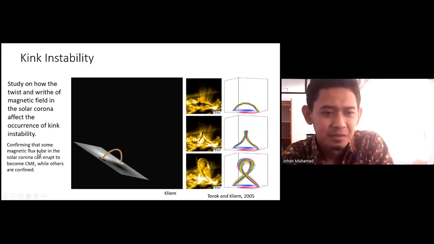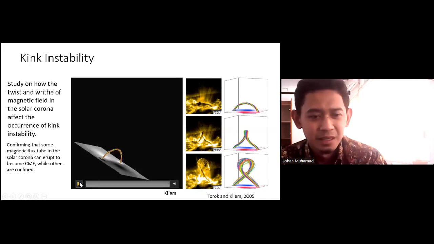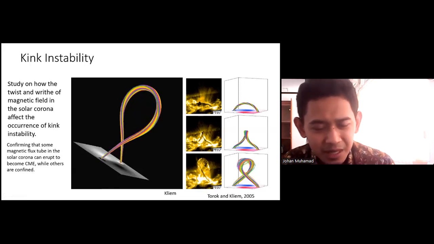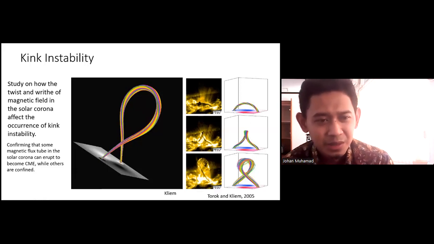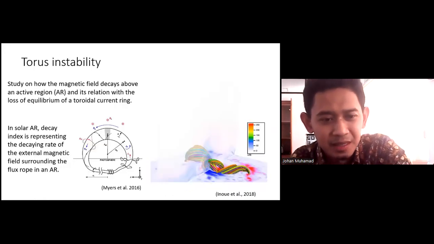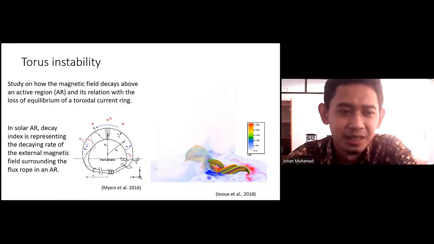And it confirmed that some magnetic flux tubes in the solar corona can erupt to become CMEs, while others are confined. This is the simulation. If we have magnetic field lines with a very high twist, then kink instability can happen. And this one is for the torus instability. This one is also an ideal MHD simulation.